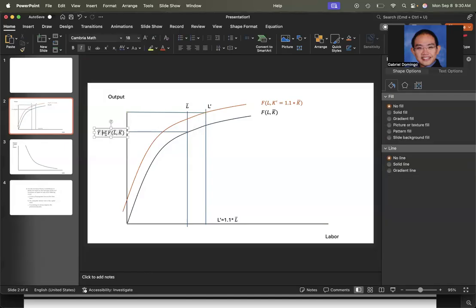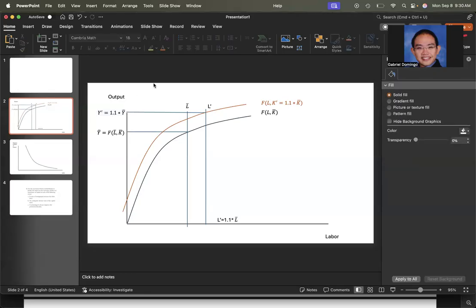And in particular here, what we've got will be y prime, sorry, y prime, which will be 1.1 times y bar, right? There. And that's how much the production function will shift up by. Okay?